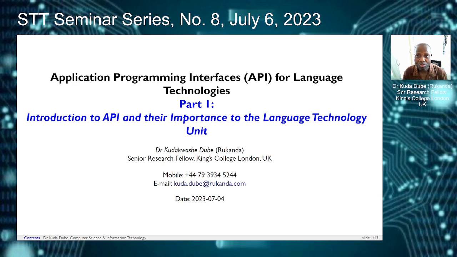My name is Kudakwashi Dube. Of course, my family is well known with the surname Rukanda. I'm currently a senior research fellow at King's College London in the United Kingdom. My interests are in using computing technologies. My core research focus is basically on computable knowledge modeling.